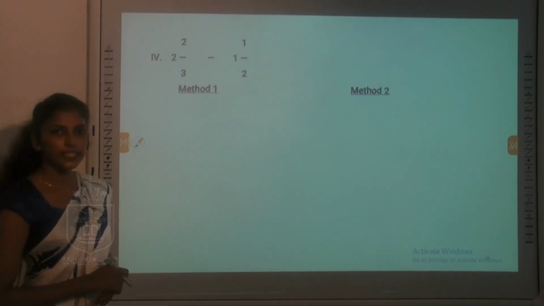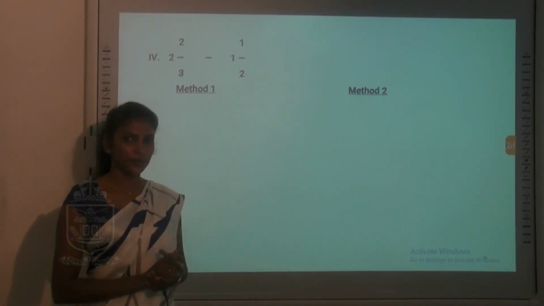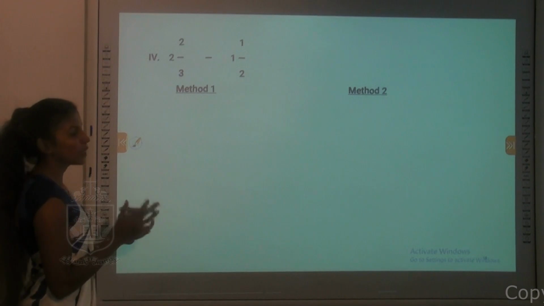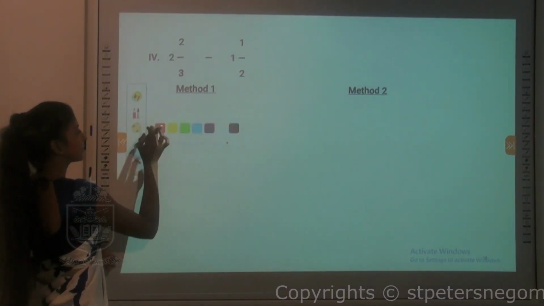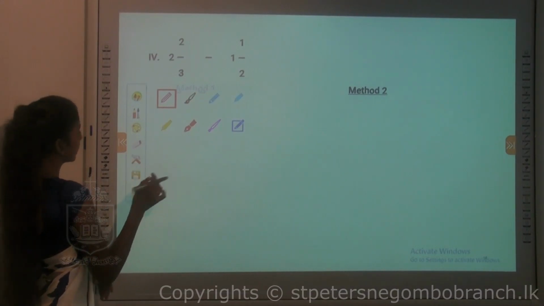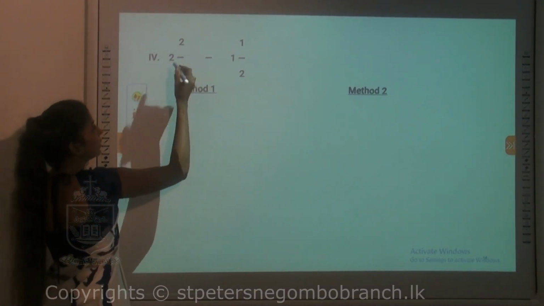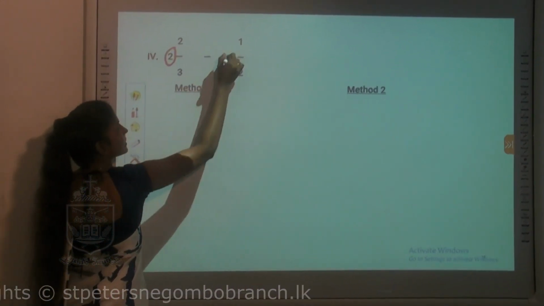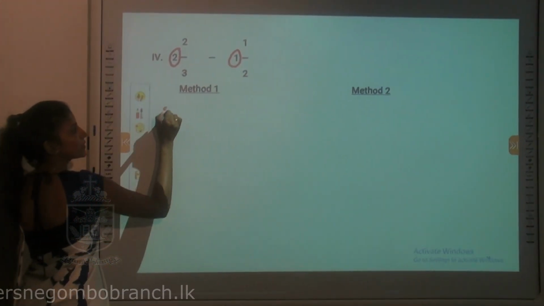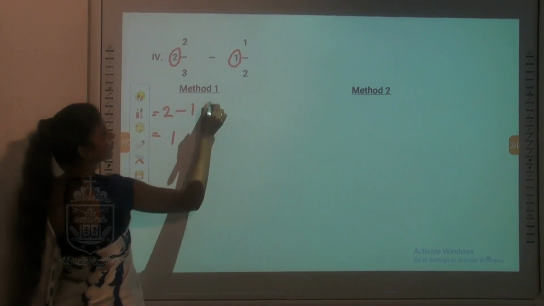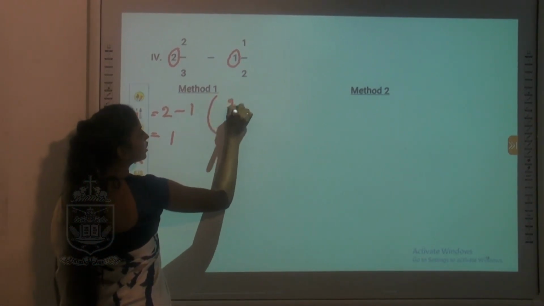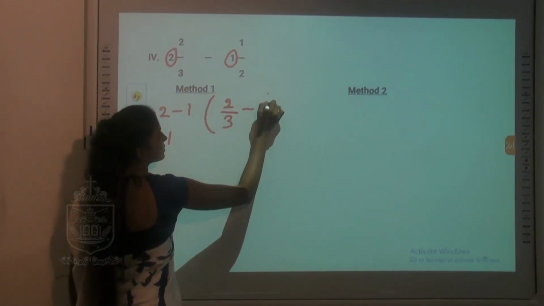Right, I have another example, so let's try it out also. So I'm going to perform both methods. So let's see. So here I'm going to take the whole number part separately. 2 minus 1, the answer is 1, and then take the fraction part separately, that is 2 over 3 minus 1 over 2.